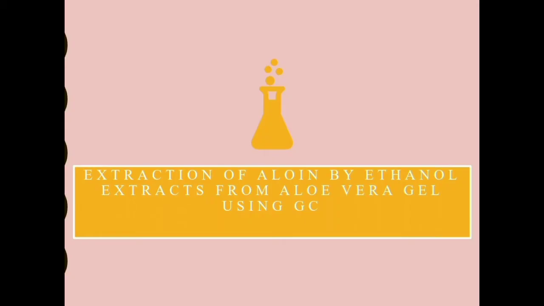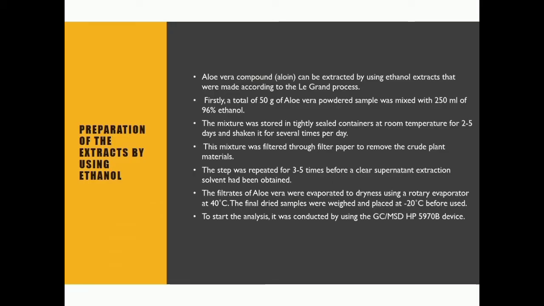Ethanol extract from aloe vera gel using gas chromatography. Preparation of the extract by using ethanol. Aloe vera compound, which is aloin, can be extracted by using ethanol extract made according to the Legrand process. Firstly, a total of 50 grams of aloe vera powdered sample was mixed with 250 ml of 96% ethanol. Then, the mixture was stored in a tightly sealed container at room temperature for 2 to 5 days, and shaken several times per day.